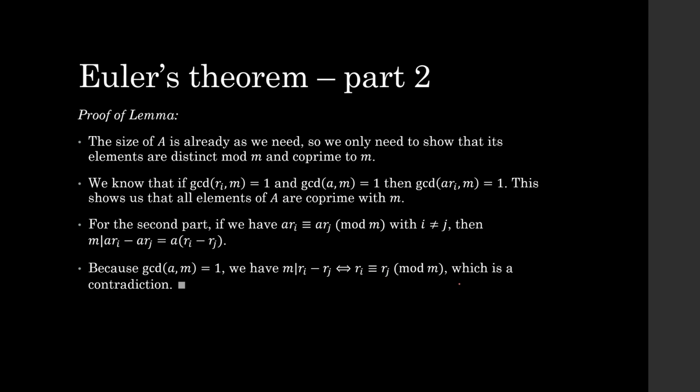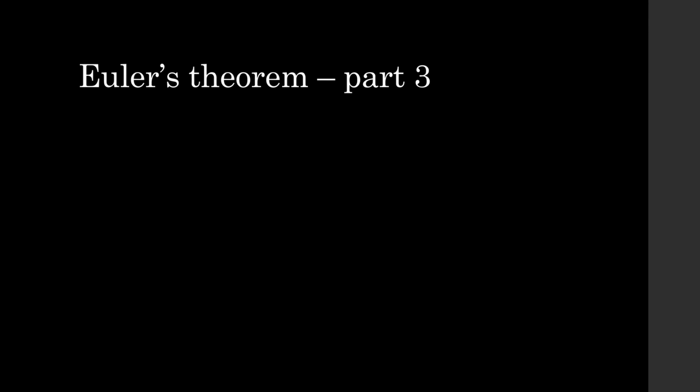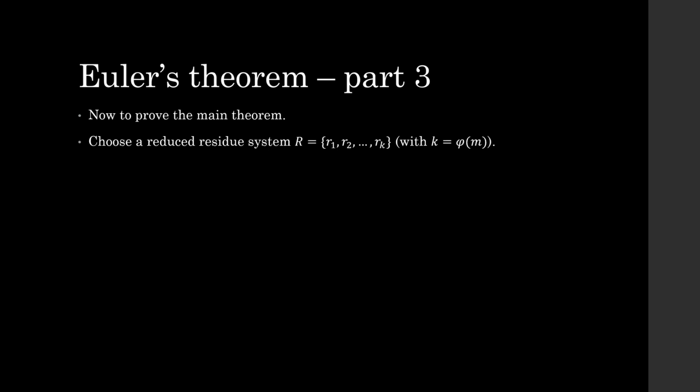And so that's the end of the lemma proof. And so now we can actually get to proving the actual theorem. So let's do that. We choose a reduced residue system R, because we want to use the lemma we just proved, right? So R is going to be equal to R1, R2, ..., Rk, with k equal to the totient function of m.